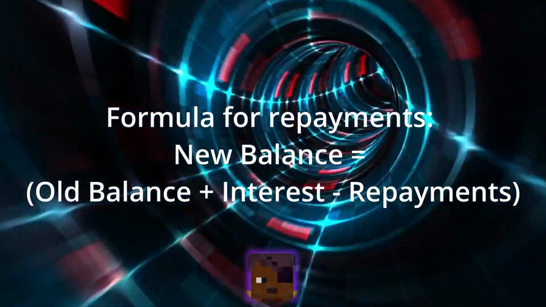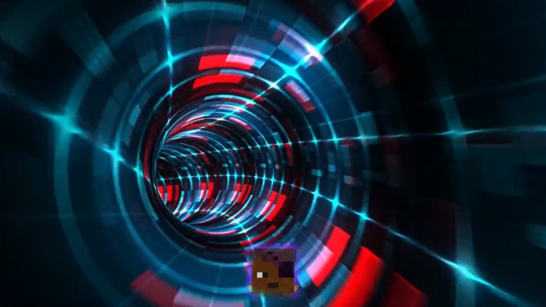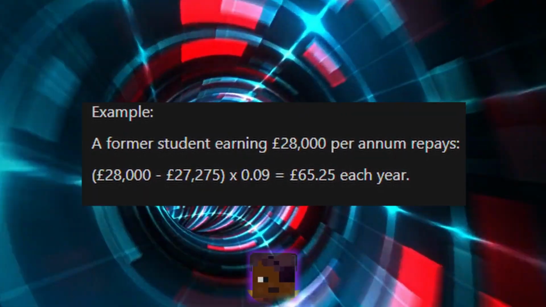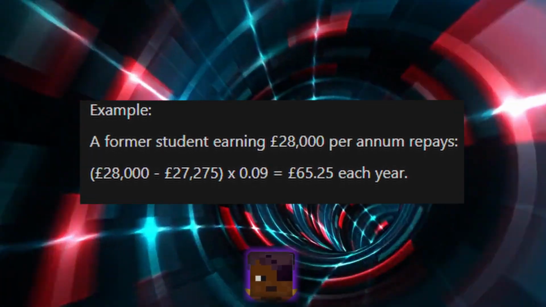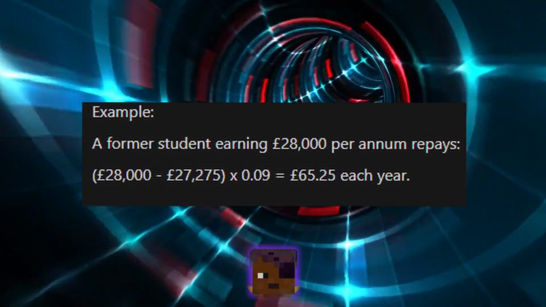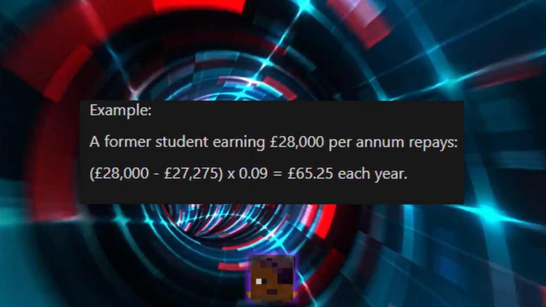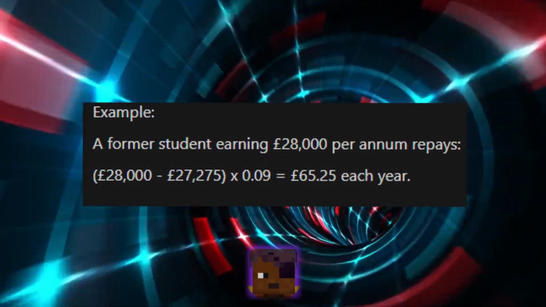Here's a formula here. New balance equals old balance plus interest minus repayments. Remember, after 30 years, the balance of the loan is written off. So here's an example here. A former student earning £28,000 a year repays this. So £28,000 minus the £27,275, times that by 0.09 equals £65.25 a year. Each year, that's all you pay.